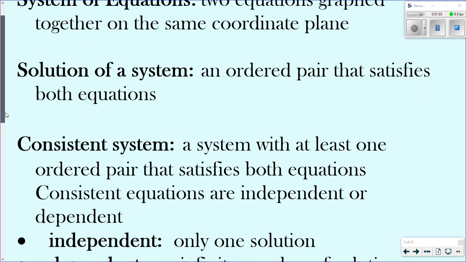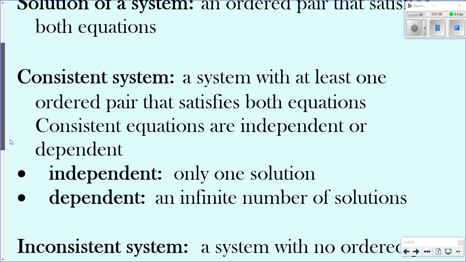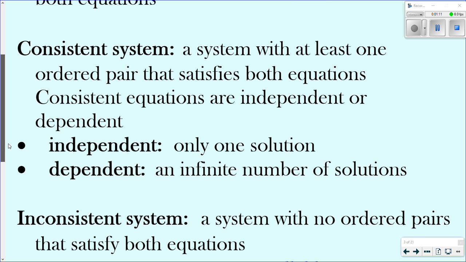When it comes to systems, there are two types of systems. There's consistent and there's inconsistent. A consistent system is broken down into two different factors. A consistent system is a system with at least one ordered pair that satisfies both equations. Consistent equations are independent or dependent. With independent, that means there's only one solution for those two lines. That's where they meet. And with dependent, it's an infinite number of solutions.